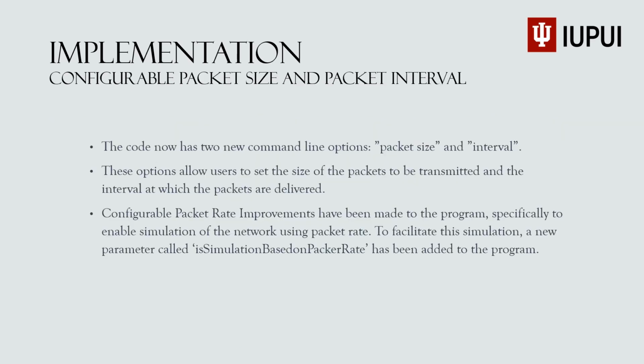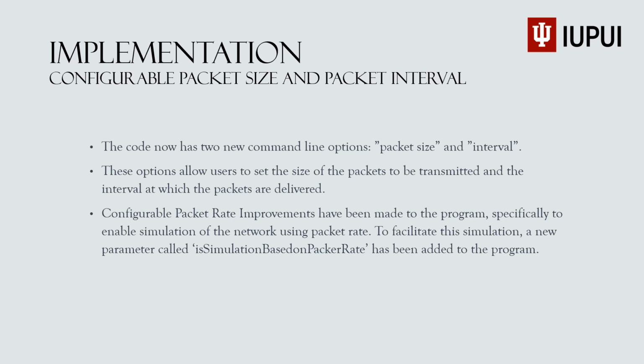After this, the code had 2 new command line options: packet size and interval. These options allow users to set the size of the packets to be transmitted and the interval at which the packets are delivered. This feature allows for uniform configuration of packet size and interval for all network nodes. Users can adjust these options to meet their specific needs, providing greater flexibility and control over network behavior.